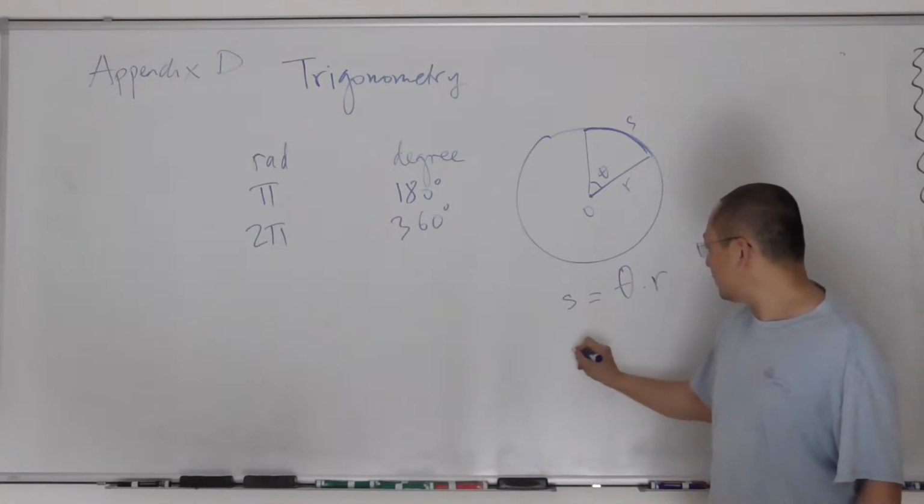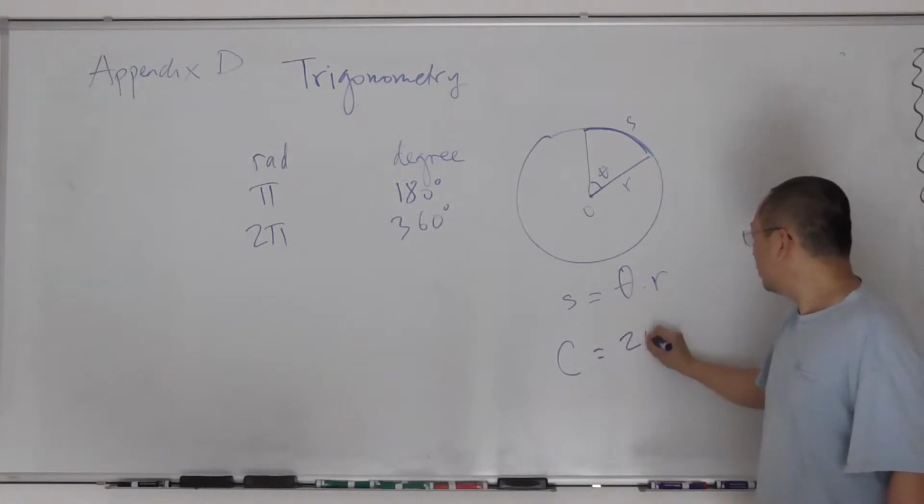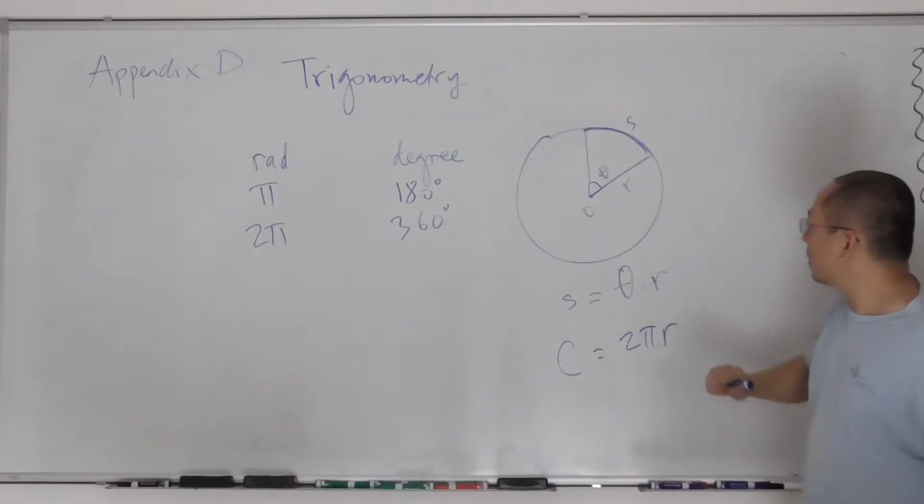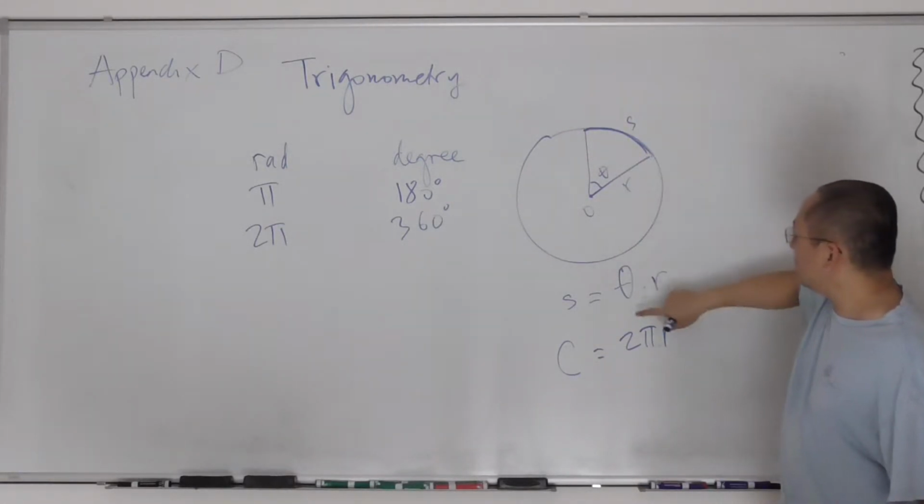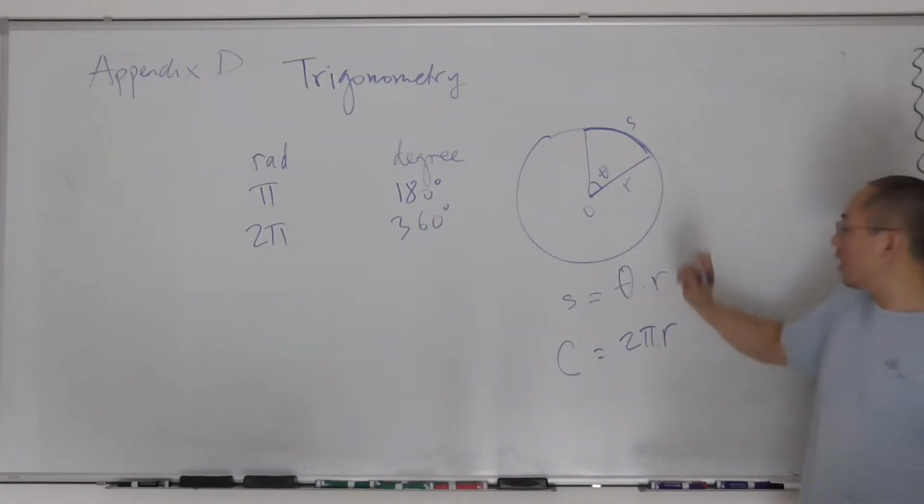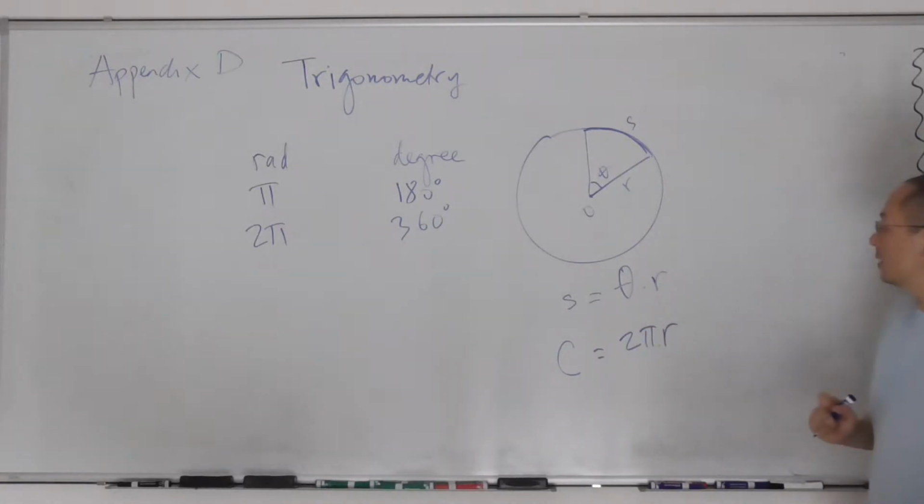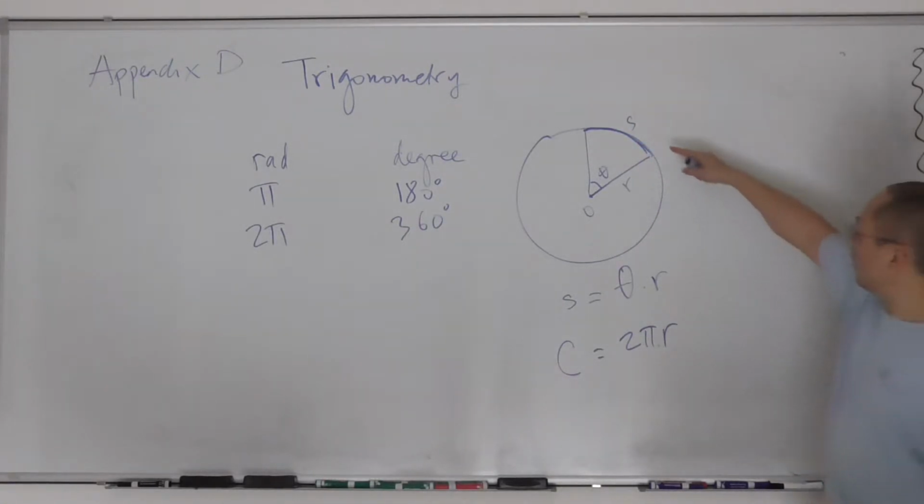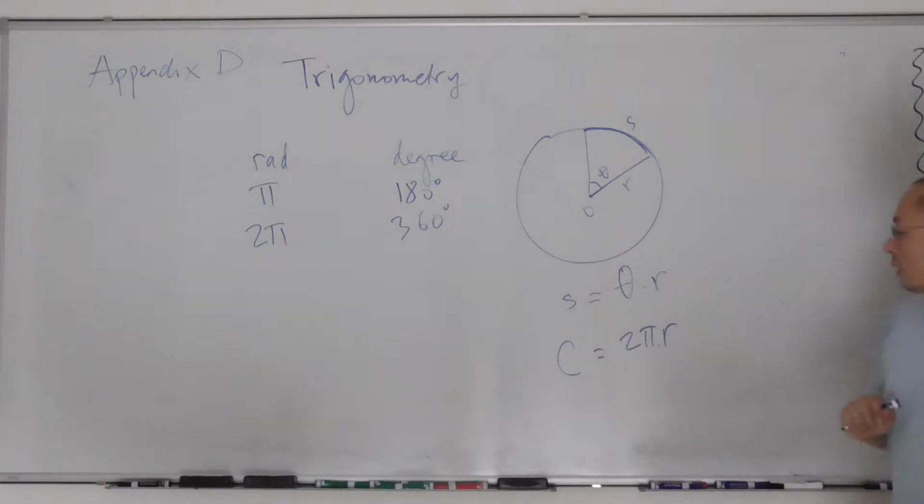For the whole circle, we call it the circumference. The circumference C is going to be 2 pi r, because 2 pi is the angle of the whole circle. So if you have an angle theta, just simply take theta times the radius r. Theta is in radian, that's the unit, right? Then multiply, and you have the arc length. And for the whole circle, the circumference is 2 pi r.